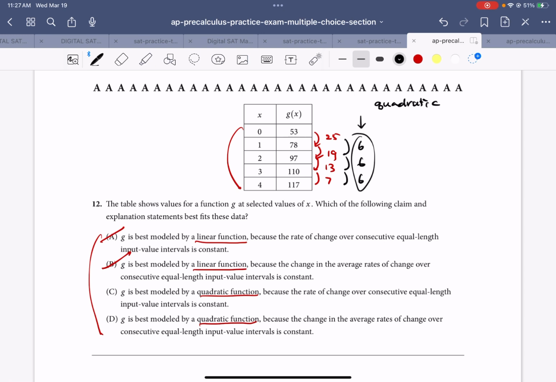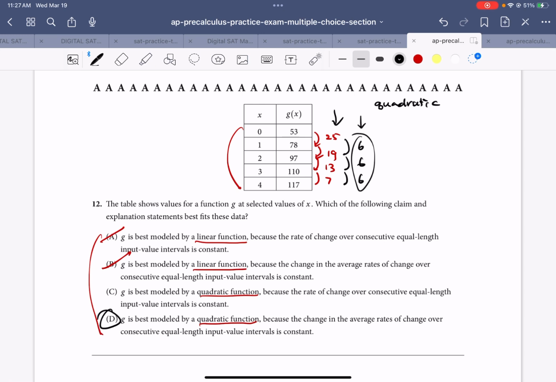Okay, that looks like it. Yeah, that looks like it. The rate of the change over this one. The other one is because the change in the average rate of change. Oh, actually, yeah, D is a better answer. Okay, why then is this one not correct? The C. So the rate of change, they talk about this one here, right?